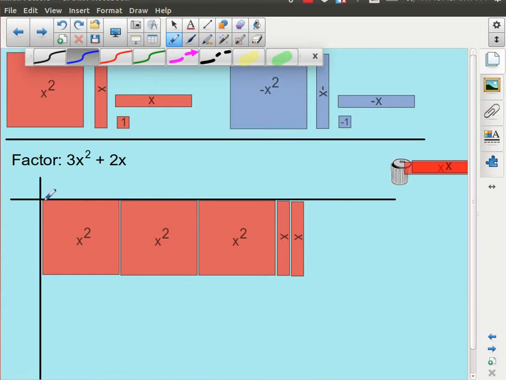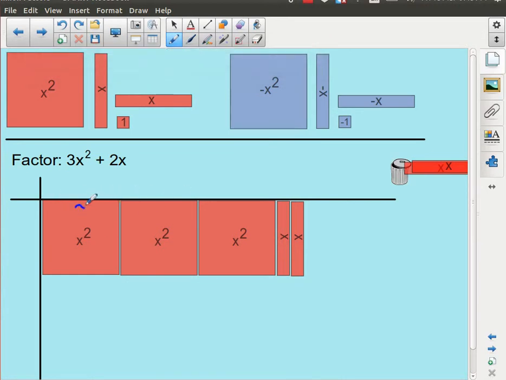So what is this side? This is a long side. That's an x, and that's an x, and that's an x, and that's a 1 and a 1. So this one is 3x on that side plus 2, and then down this side I have an x.